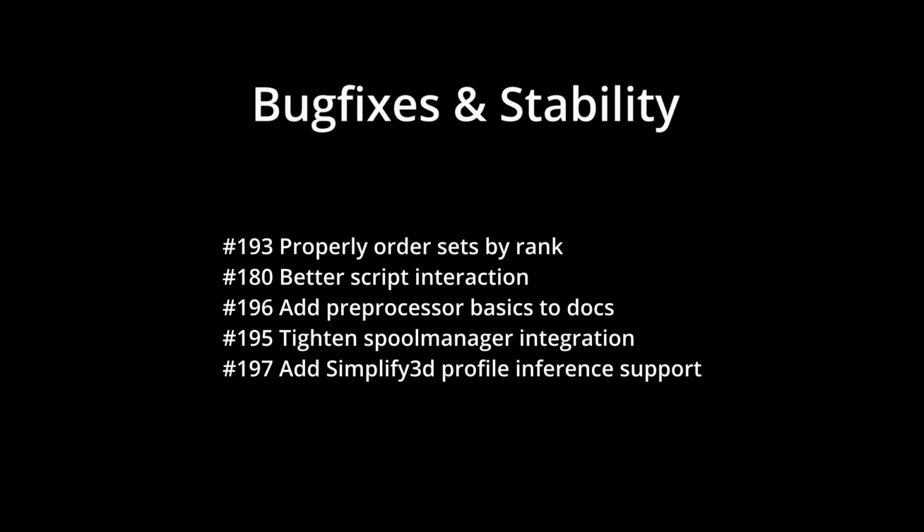At the top of the list, we have a bug fix for ordering sets by rank. I've also improved interactions between ContinuousPrint scripts and original Octoprint scripts. There's also additional documentation on preprocessors. I've tightened integration with Spool Manager so that they perform better together. And finally, I've added Simplify 3D support so printer profiles are recognized for S3D sliced G-code files.